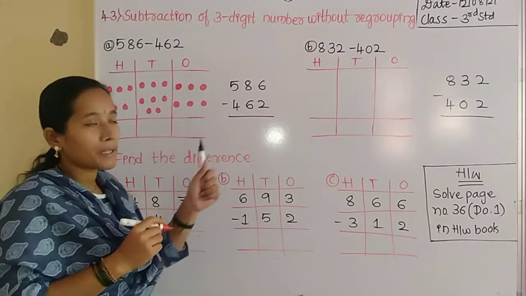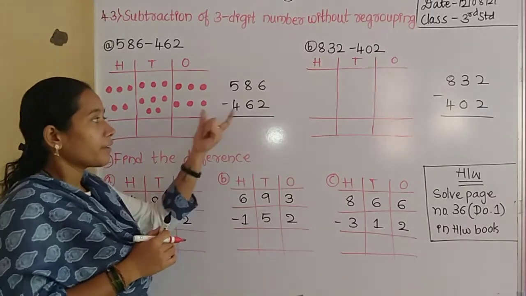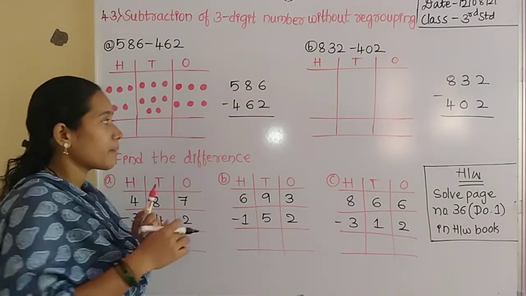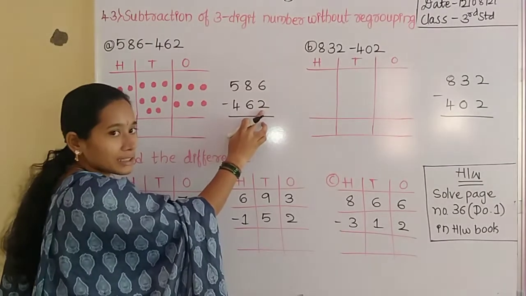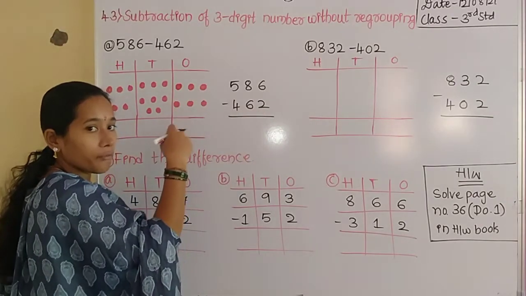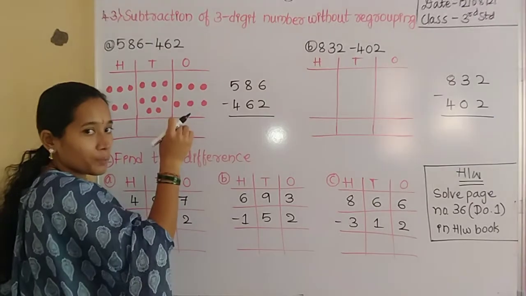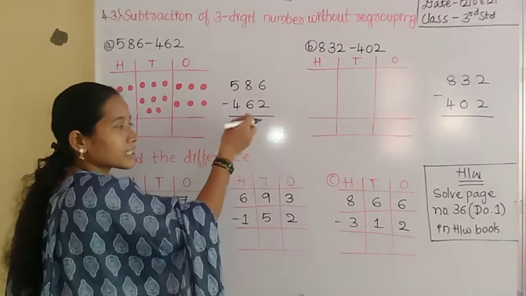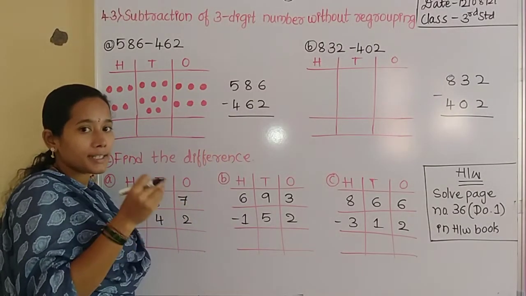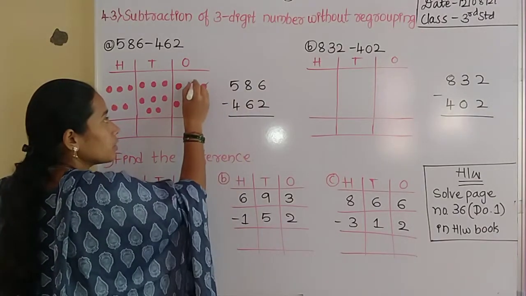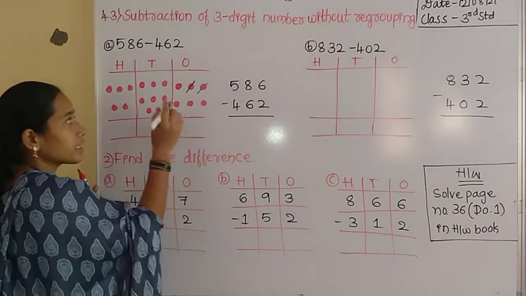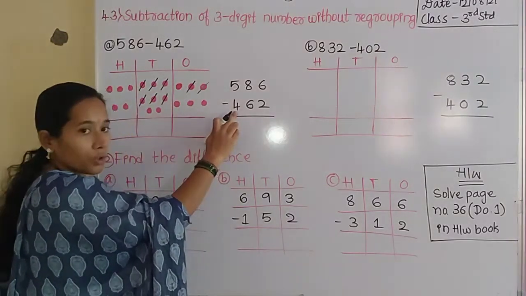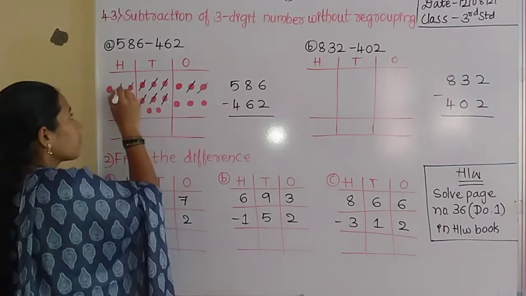In this we have to represent the dots with respect to the minuend only, and with respect to the subtrahend we have to cancel the dots with the placements. In the ones position 2 is there, so we have to add or cancel? Very good, cancel, because it is the subtraction process. In the addition process only we add the dots. In the subtraction process we cancel the dots as per the subtrahend. So here 2 is there, cancel 2. In the tens position cancel 6: 1, 2, 3, 4, 5, 6. And in the hundreds position, what's the number here? Very good, 4. So cancel 4.